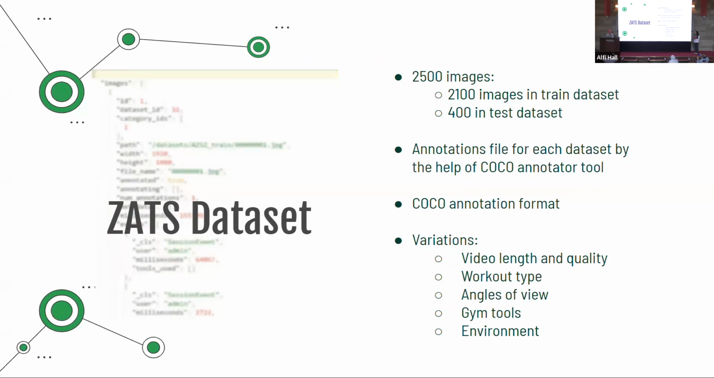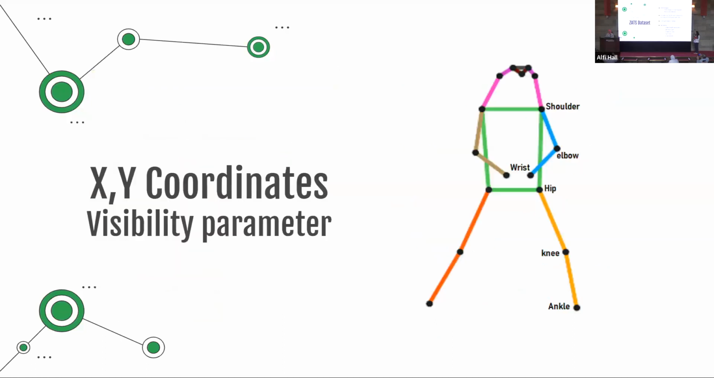We used the COCO annotating tool, which has 17 key body joints: the two eyes, the ears, the shoulders, the knee, the hip, the ankle, the elbow, and the wrist. By annotating, we mean that we determine the XY coordinates of each joint and its visibility parameter.